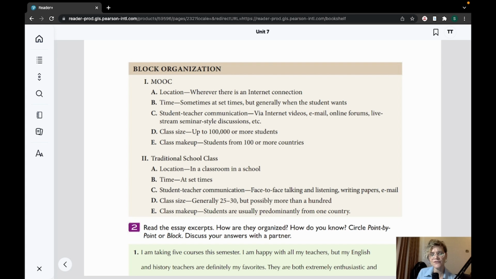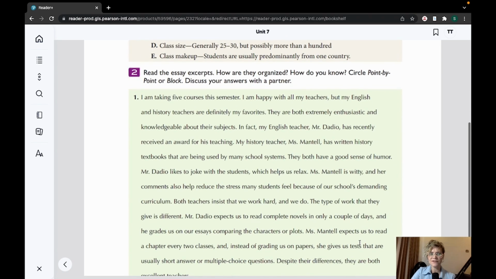With block organization, for example, you do MOOC and then you write about everything. In a traditional school class, you write about everything. It could also be in block that in the first body, you just only write about the similarities, yeah? And in the second body paragraph, you only write about the differences. You block it based on the purpose. With the point by point, you block it based on the subtopic.